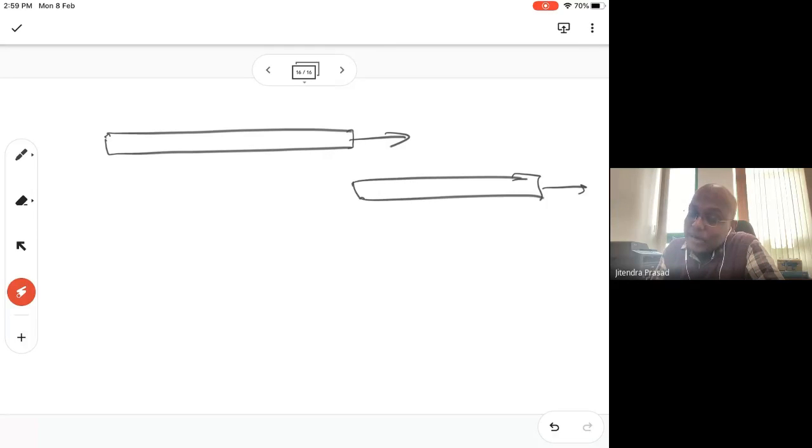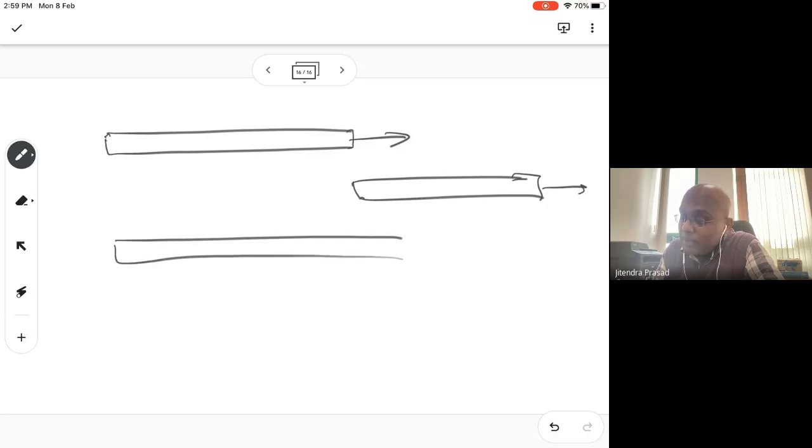Now let's say you are doing a 2D problem. Then what happens? Let's say we have this, and now you are fixing it like this one. But you can rotate. If you apply a force like this one, will it move?